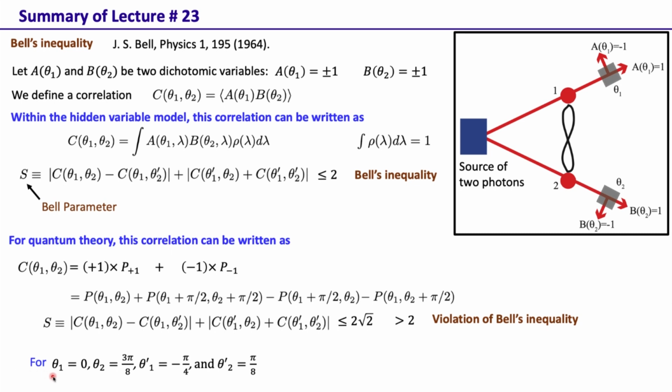We also saw that if we choose these values theta 1, theta 2, theta 1 prime, theta 2 prime to be this particular set, then the Bell parameter can actually be 2 root 2. This is just one such set. There can be an infinite number of such sets of theta values for which S is 2 root 2, but this is one set for which S is equal to 2 root 2. And if we can experimentally show this, then that's the experimental violation of Bell inequality.